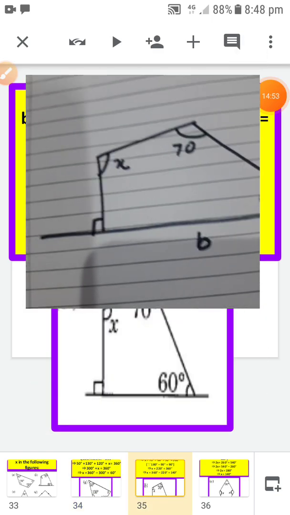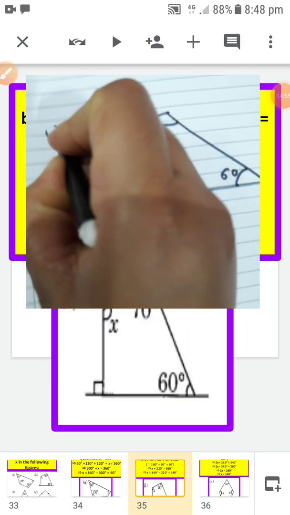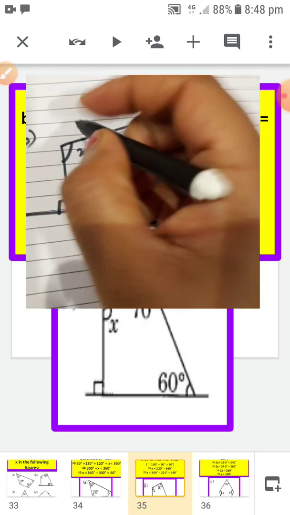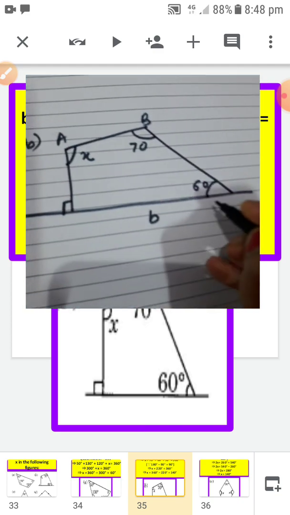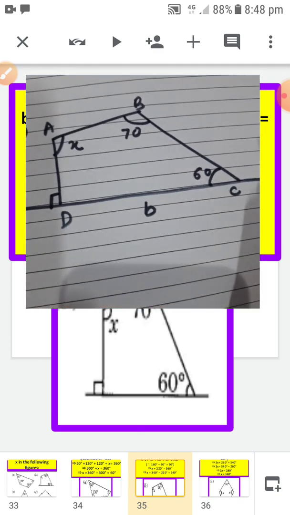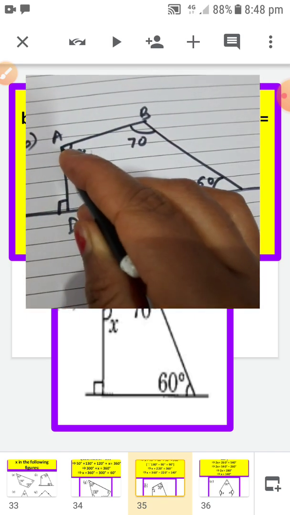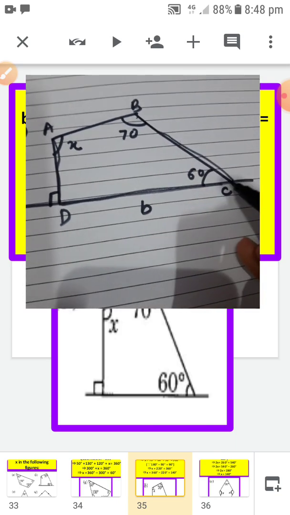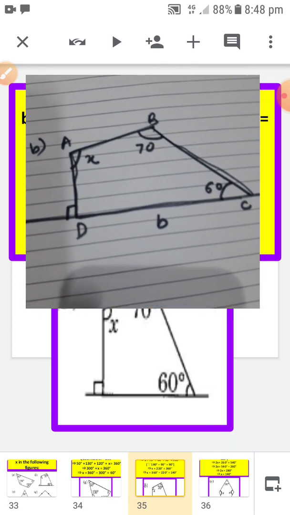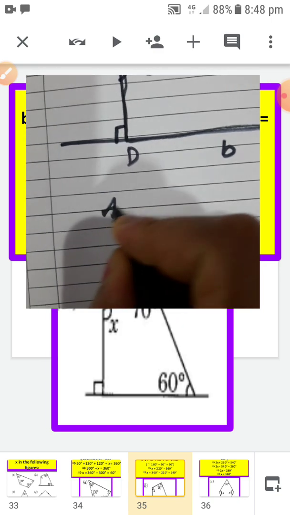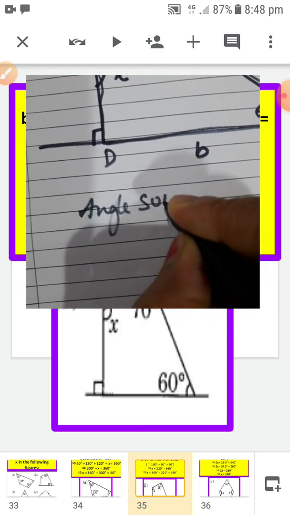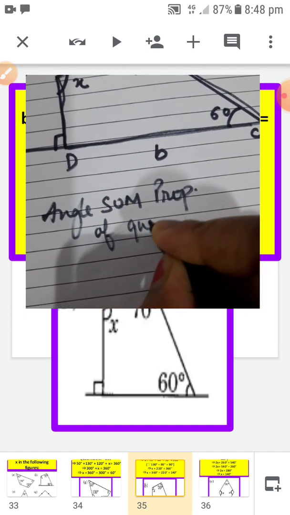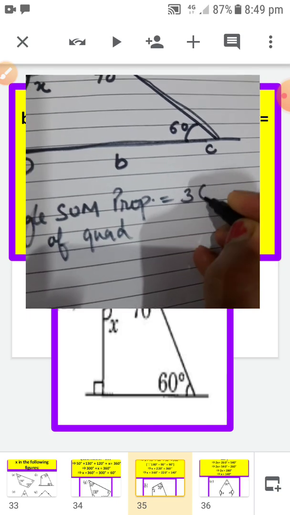Okay, this is your B part from question number 6. Now, this kind of figure is there in your book. Let's name it A, B, C, D. So this is also a kind of quadrilateral. See, this one side, another side, then this side. So you have a quadrilateral. So again you have the angle sum property of a quadrilateral, that is equal to 360.